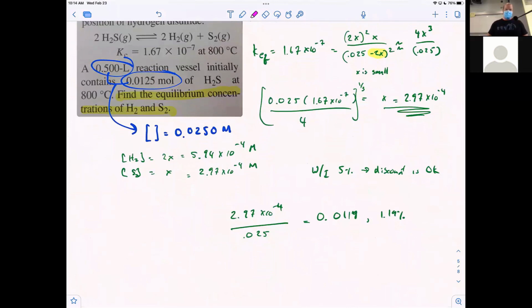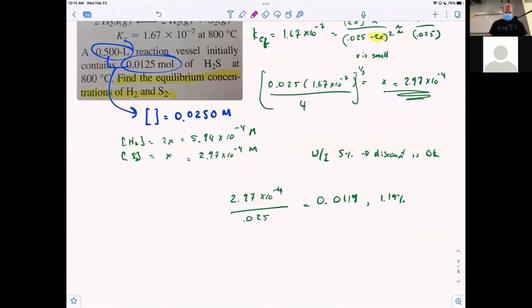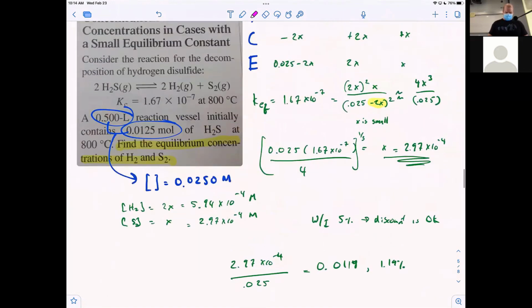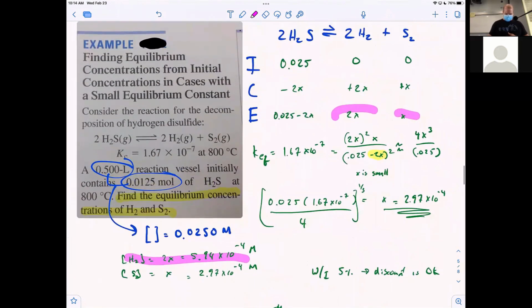And we think 5%, or 1 out of 20-ish, is okay. Then we just use the 2x for hydrogen and 1x for sulfur, and we list those as the values of our products, and they'll be within 1-ish% accurate.